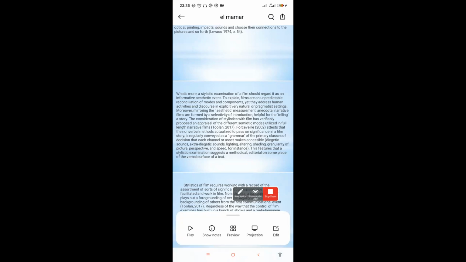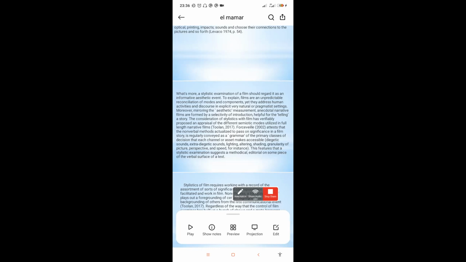The consideration of film has proposed an appraisal of the different simultaneous narrative films. So first of all, that the nonverbal methods actualize to pass on. This is regularly conveyed as a grammar of the primary classes each channel or asset makes accessible.